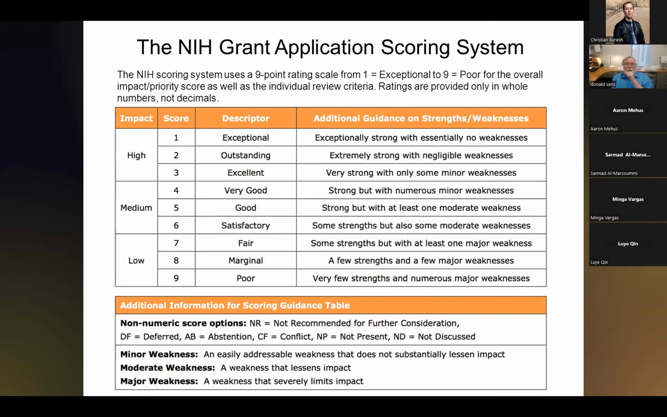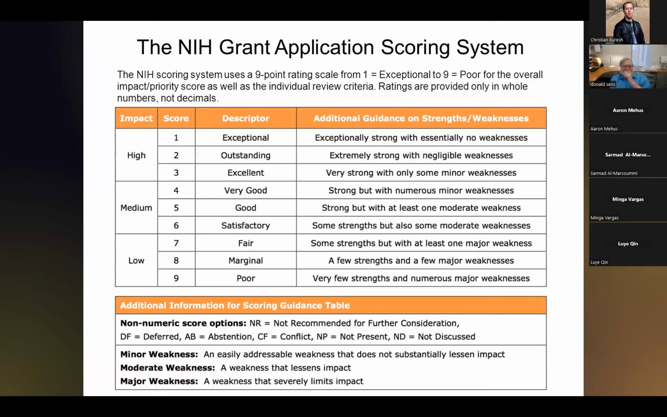So a grant that is exceptional is very strong and has no weaknesses whatsoever. You don't see too many 1s given by study section reviewers because if they give a 1, they really can't talk about any weaknesses of that grant, or another study section member will usually challenge that and say, you've had 3 or 4 weaknesses, how can you give it exceptional? Outstanding, extremely strong, a few negligible weaknesses. Excellent, very strong again with some minor weaknesses.